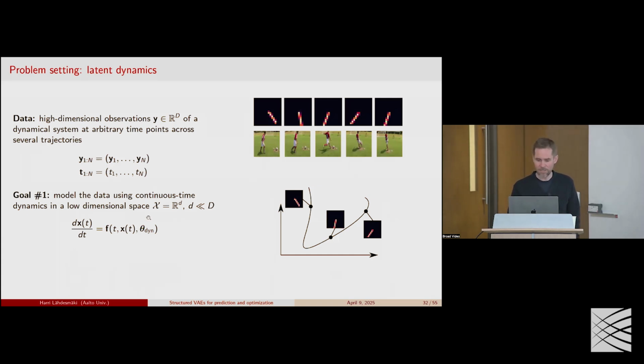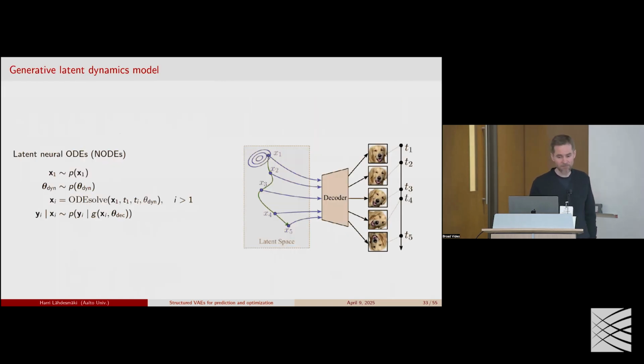Now the latent space here is denoted by X. And the latent space dynamics are now illustrated by this line in two-dimensional space, and these are the high-dimensional observations. This is something that we would like to achieve. Of course, there are many different techniques available already which can do that.